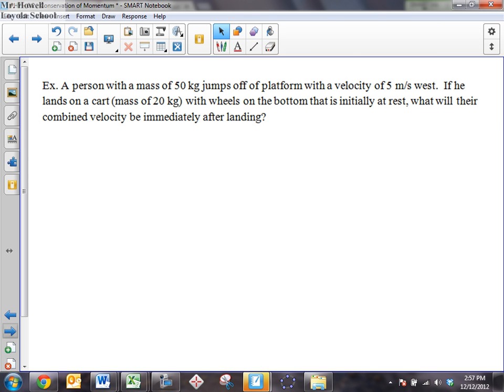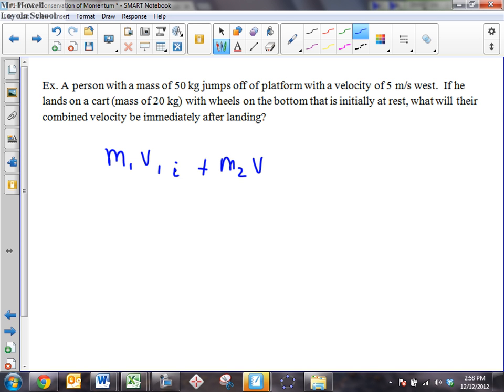So let me show you what I mean. Beforehand, we have M1 V1I plus M2 V2I. Remember, the first object is moving beforehand. The second object is stationary. It's a crate. So this one is not moving, so we don't have to worry about it for now. Afterward, though, they are lumped together. So here's what you write afterward. You put their masses together and simply multiply by VF.